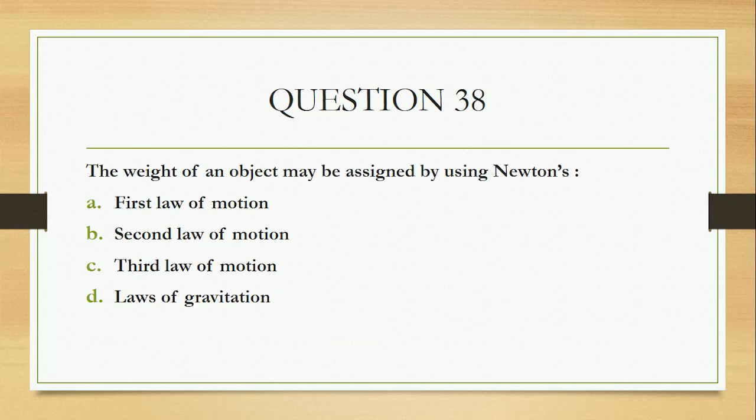Now the next question is, the weight of an object may be assigned by using Newton's, option A, first law of motion, option B, second law of motion, option C, third law of motion, or option D, laws of gravitation. And the correct option is option D, laws of gravitation.